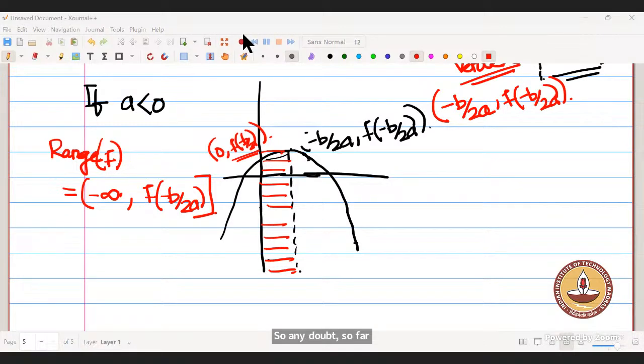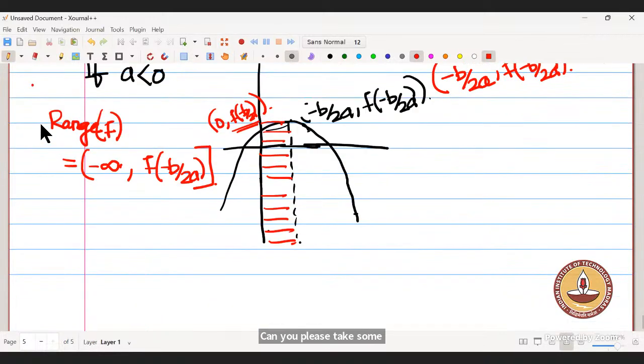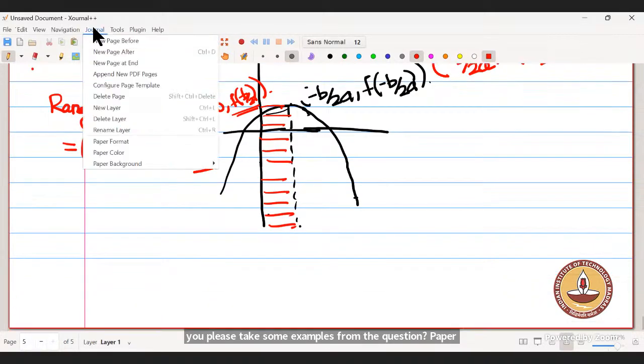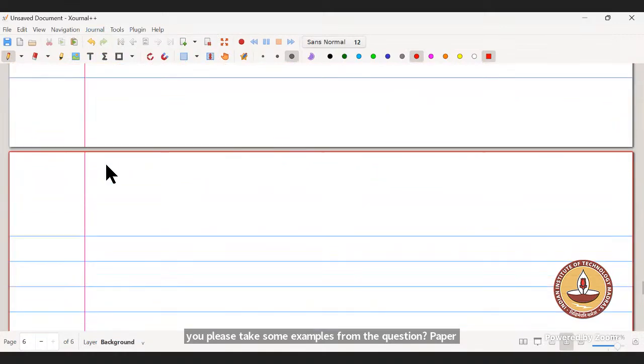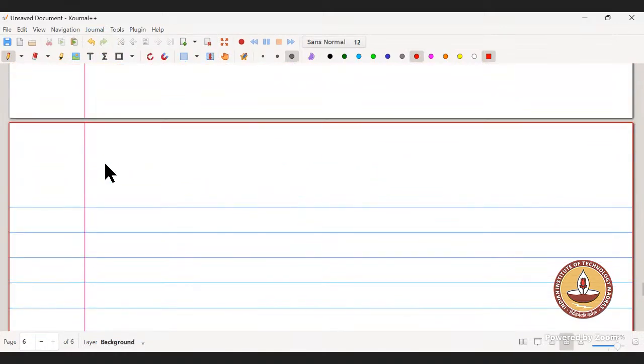Sir, can you please take some examples from the question paper? Yeah, anything on your mind? Please tell me. Otherwise, I can certainly look into the question paper, but again, you tell me, right? You just give me an example. Okay, it doesn't matter.